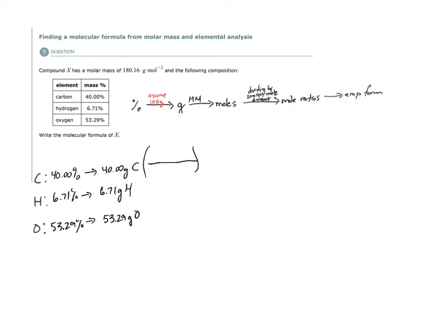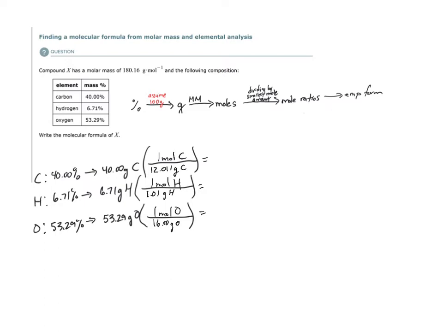I'm moving more quickly than I have in previous examples, but if you look at example 1, I move much more slowly through the problem. So here I use the molar mass of carbon to convert from grams to moles, and 16 grams of oxygen, 1 mole of oxygen. Now I should have moles of each element in this sample.